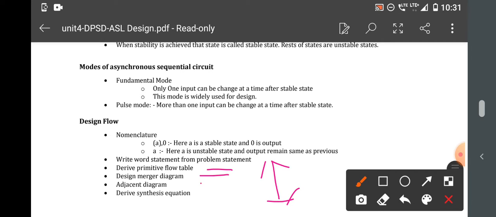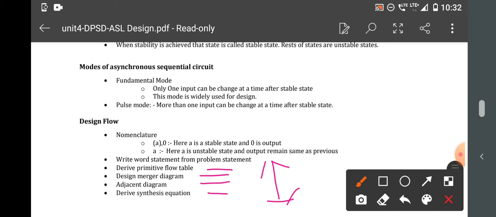From the merger diagram, we can develop a transition table which will make the values to be converted from variable into binary segments. We use the K-map technique to develop a state equation, and with the state equation, we call it as a synthesis equation here. From the synthesis equation, we can draw the logical circuit design required for the problem statement. So these are the 4 different steps we need to know when we think about the design part of an asynchronous sequential circuit.